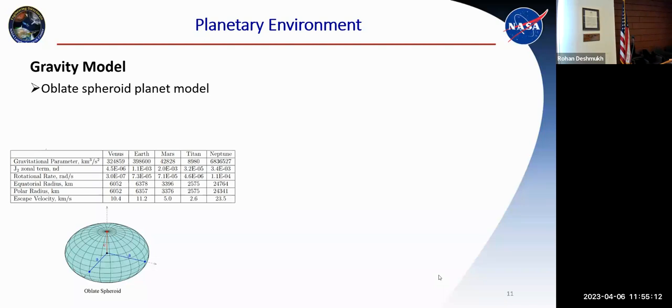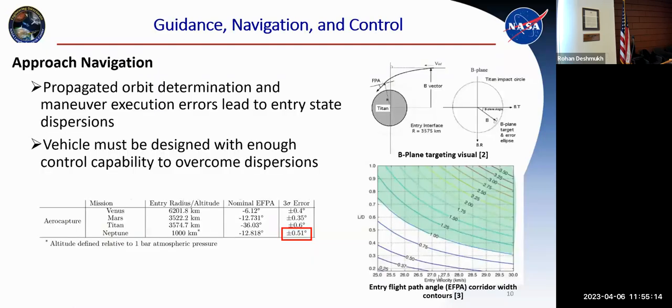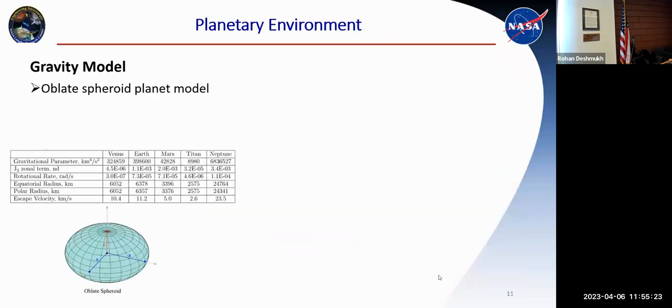So I was showing an example in the previous chart about having velocities on the order of 29 kilometers per second. So keep that number in mind and compare that to an escape velocity of 23.5.